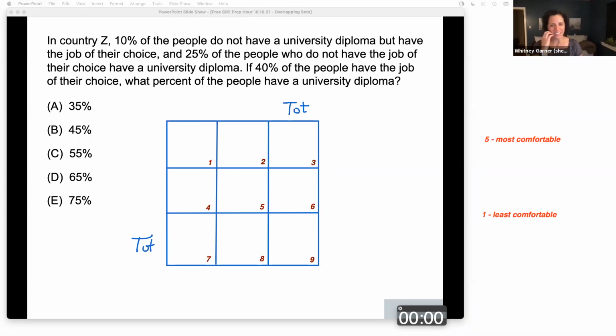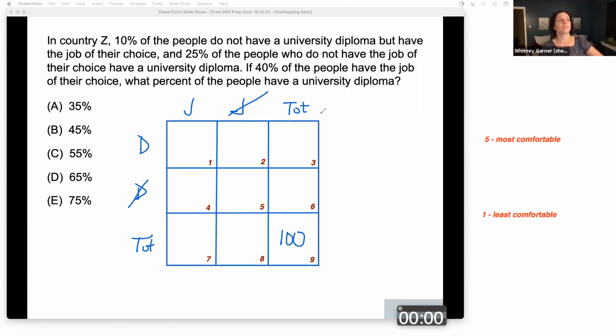Okay. Started to see some answers coming in. I love it. Once again, no real numbers. So let's start with 100 as our total. And now I have people who have a diploma or not, and then people who have the job of their choice or don't. This is kind of a depressing question.